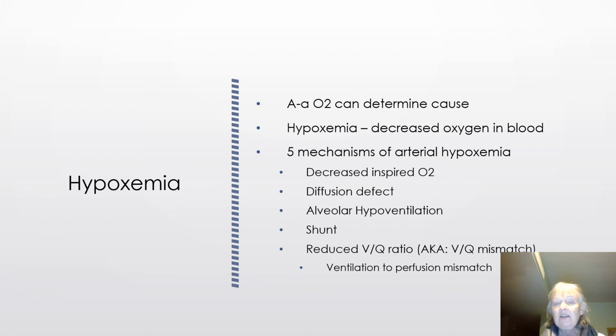So there's 5 mechanisms for this, as you can see on here. If you're going to go mountain climbing is one of them. If you have a diffusion defect, if you're not breathing well, say we gave you some medication and now you're breathing 5 to 6 times a minute, you are not going to be doing well. We're going to have to do something to help you. There's your shunt again, and there's your VQ mismatch too.